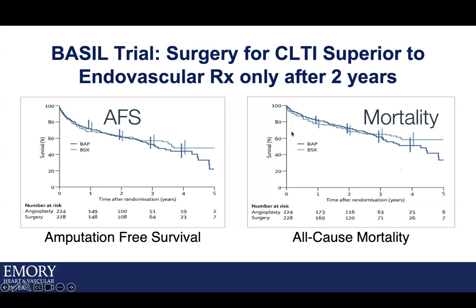And important to know that this is an old trial, and the limitation of this is the endovascular approach at that time. They only did balloon angioplasty. They did not do stenting or drug-coated balloons.